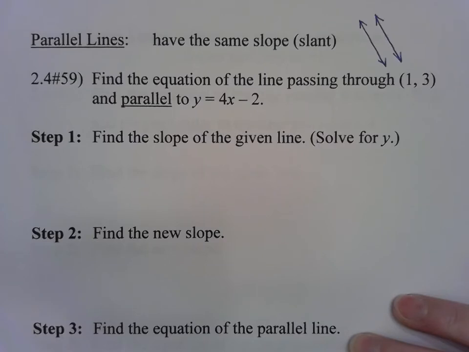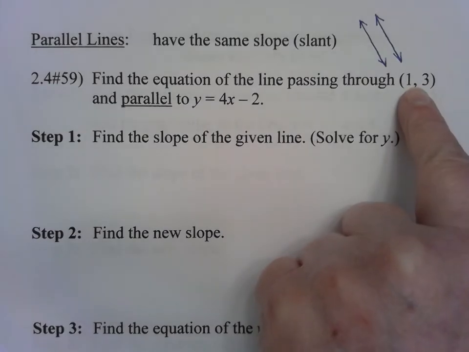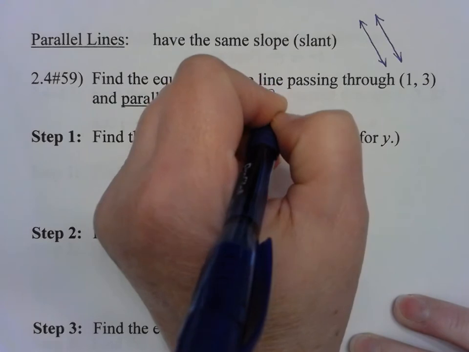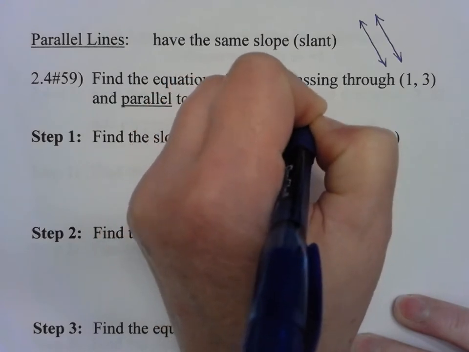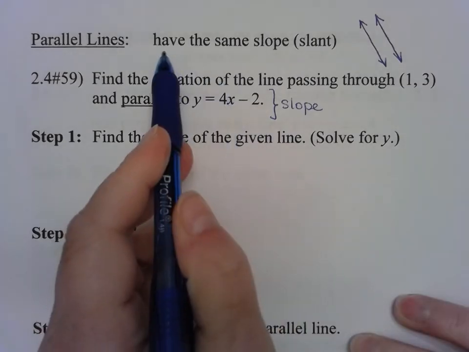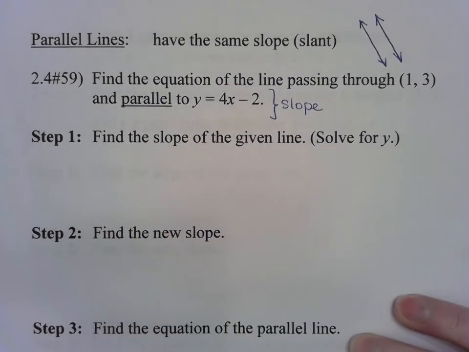We still are going to be given the slope or some information that we can decode about the slope and our 1 point. So here's our 1 point. This is parallel to this line, right? This is a clue about the slope. So we want to use the fact that parallel lines have the same slope to get the slope for our new line that we're trying to find the equation of.